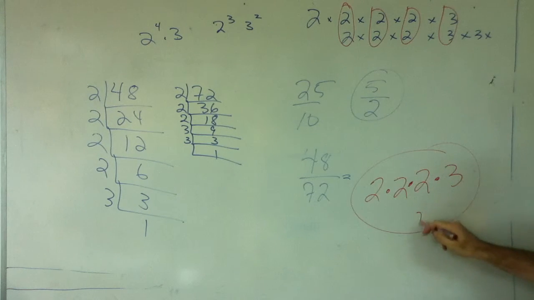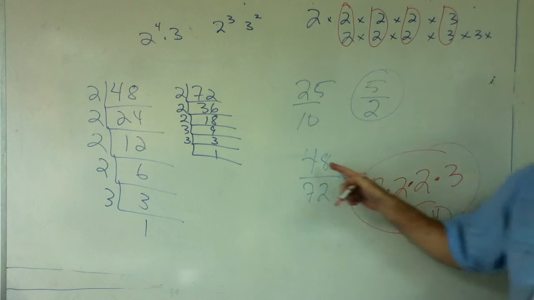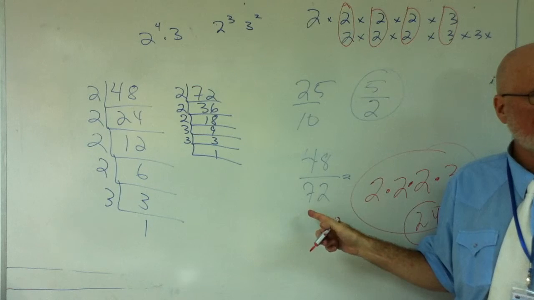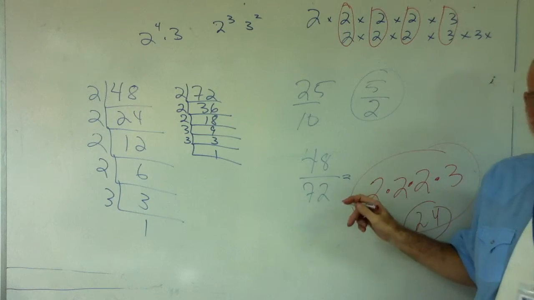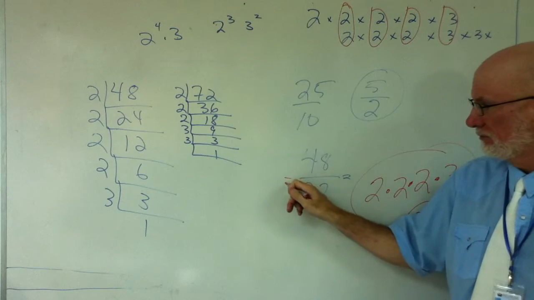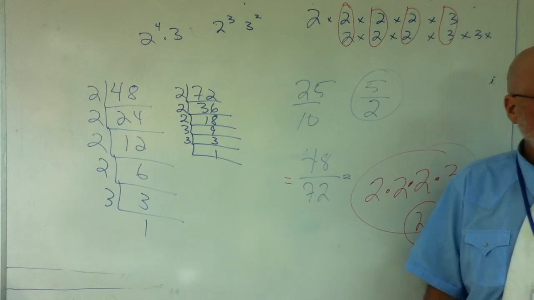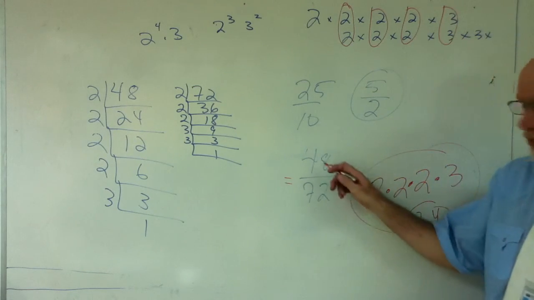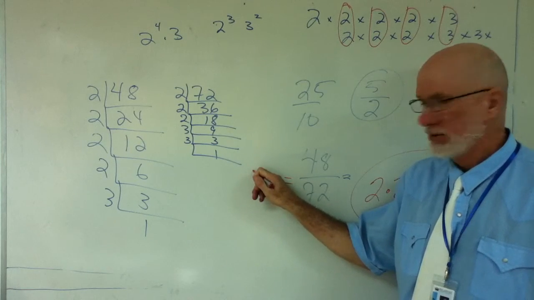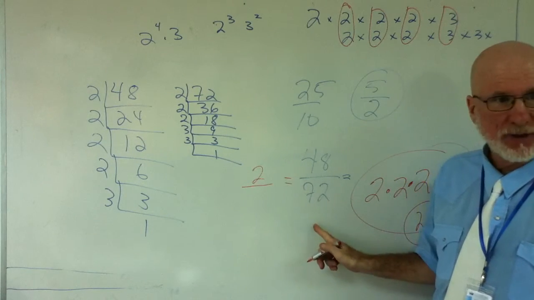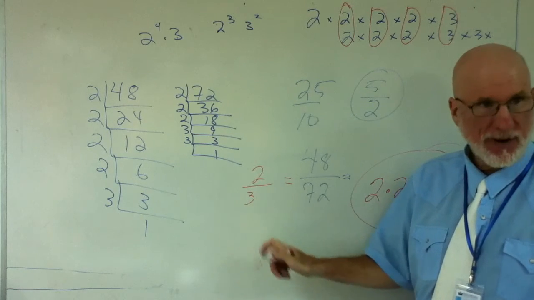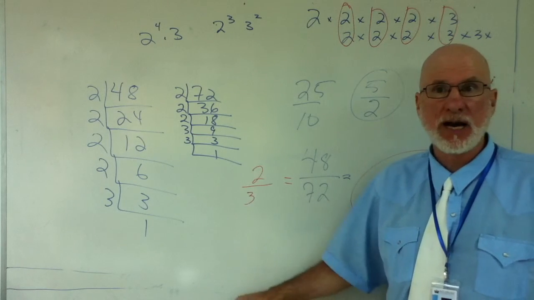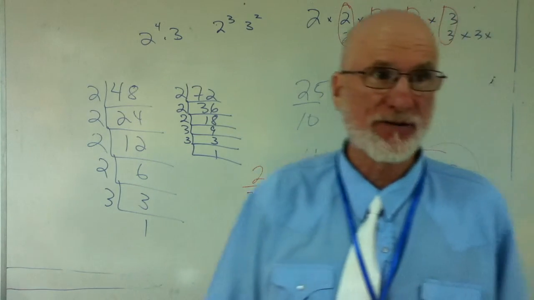24. So let's check our thing. 24 times what is 48? 2. And 24 times what is 72? 3. So what's the answer? No, I want to divide by 24. That's the greatest common factor. So 48 divided by 24 is 2, right? 72 divided by 24 is 3, right? Okay? So what we've done just now is we've done simplifying fractions, okay?